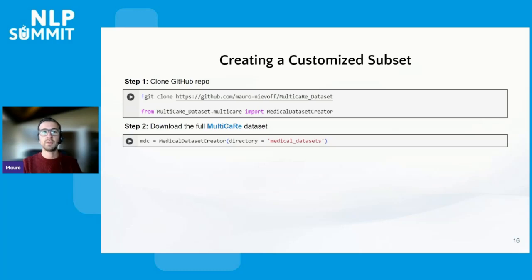Then you have to download the full MultiCaRe dataset. To do this, you have to instantiate the MedicalDatasetCreator, and you can define any directory that you want. By default, it is medical datasets. This step here takes from 5 to 10 minutes. So you have to have a little patience, but you only have to do this once. If you want to create 10 subsets, for example, you only have to do this once, and the rest of the process is much quicker.